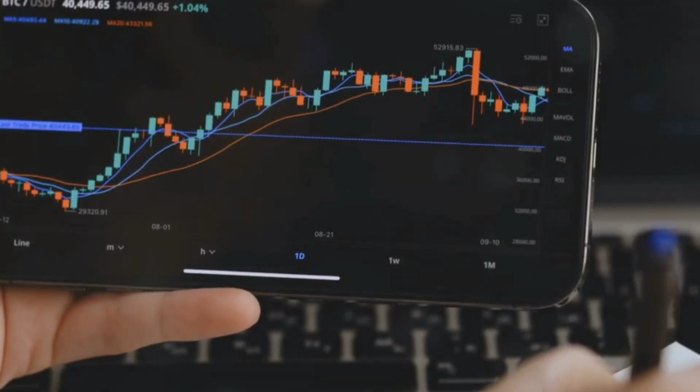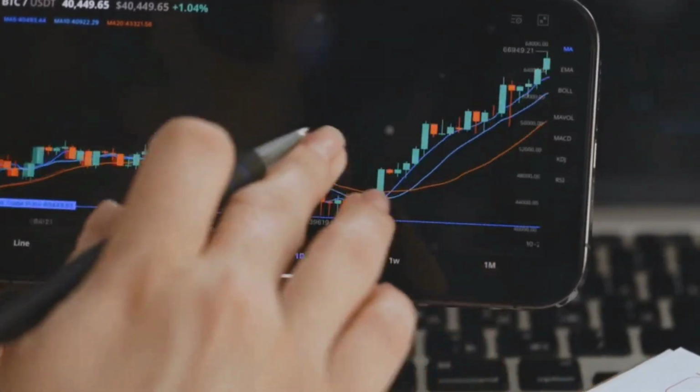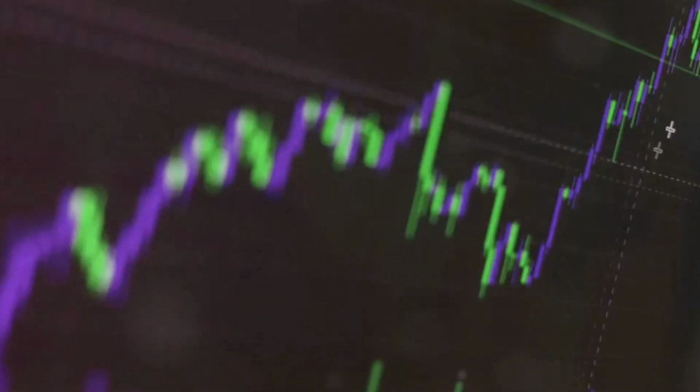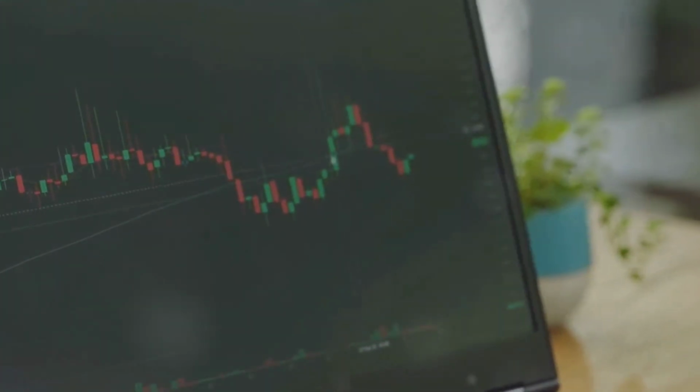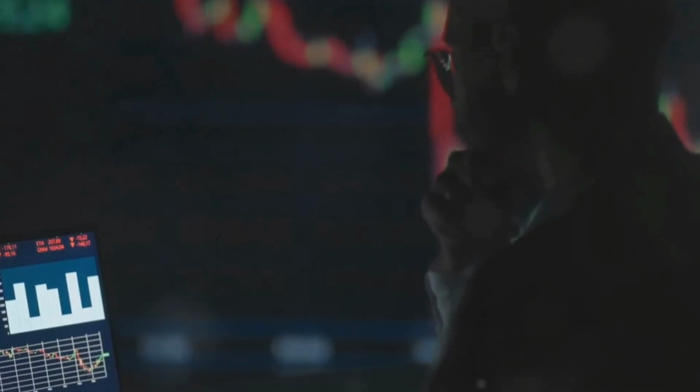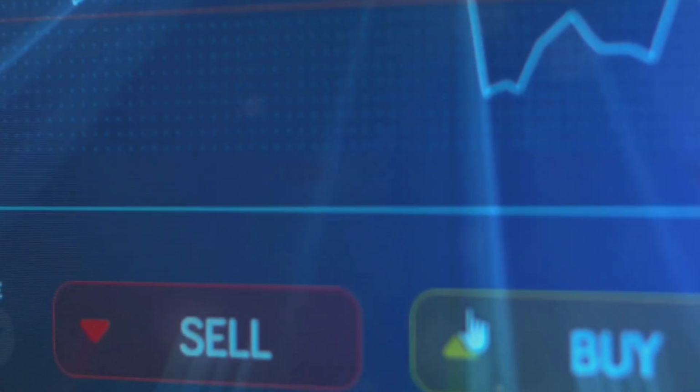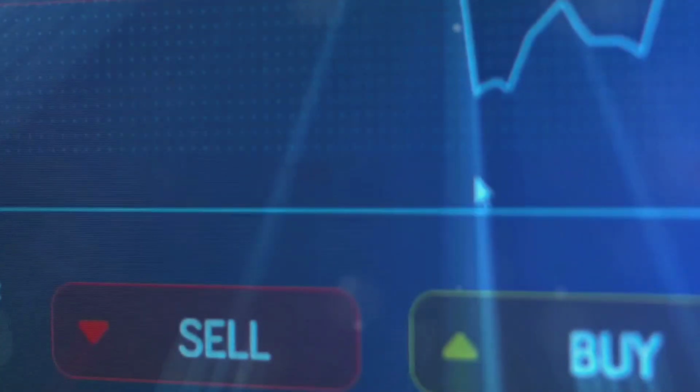Now, for those interested in short-term trading, let's talk about technical analysis. This approach relies on charts and patterns to predict stock price movements. Here are some basic tools and indicators that traders use. Moving averages, like the 50-day or 200-day moving average, show the average price over a set period. When the short-term average crosses above the long-term average, it's often seen as a buy signal, and vice versa.